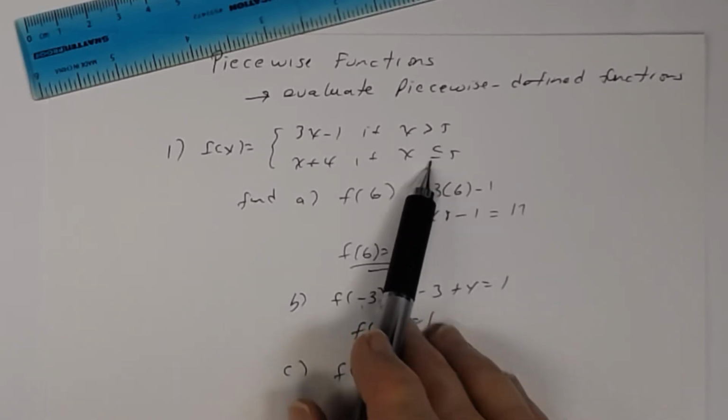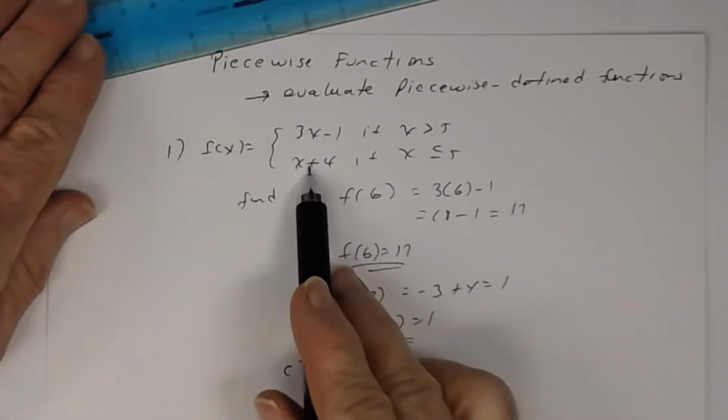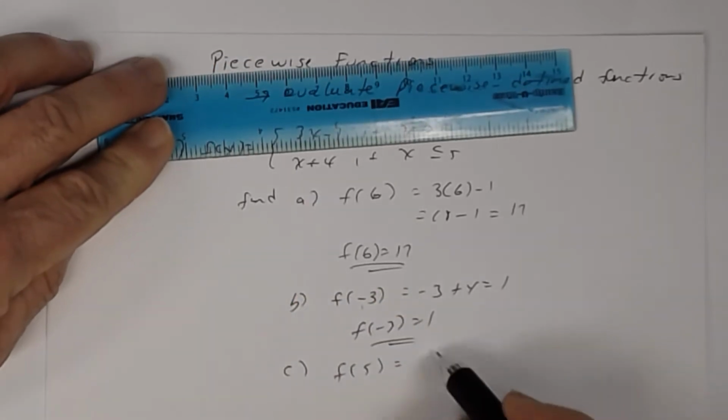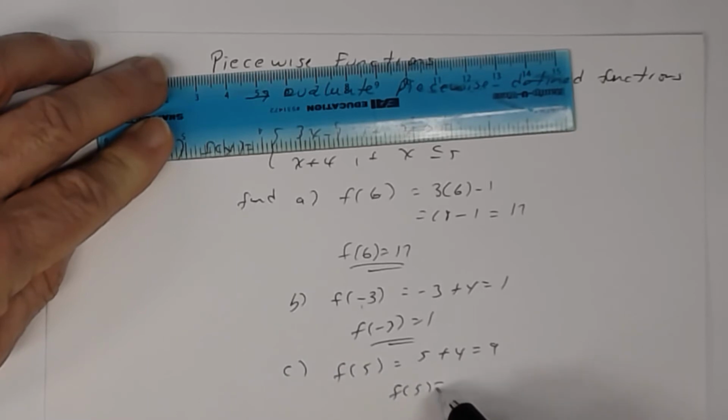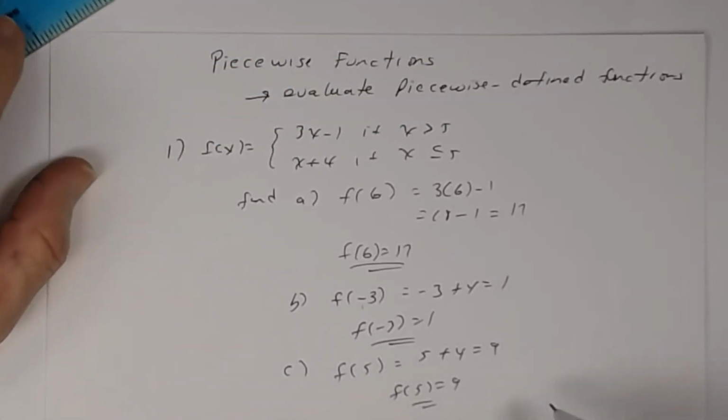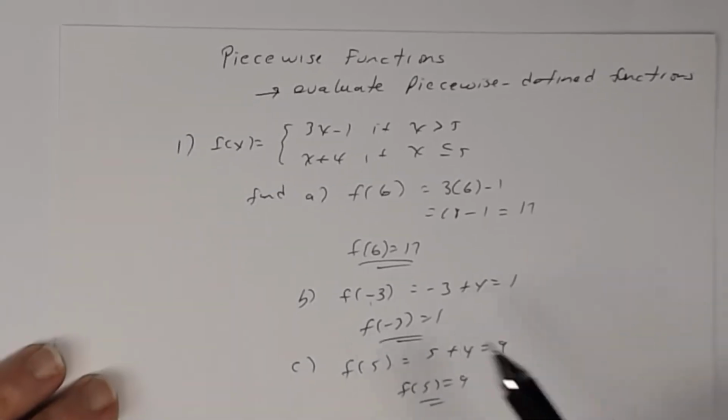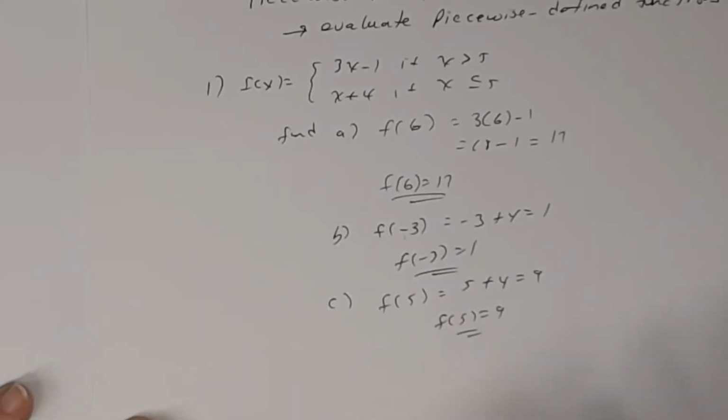You got to use the one with the equal sign. So then I'm going to use this function here instead. So that becomes 5 plus 4, which is 9. So f of 5 is equal to 9. Okay? All right, so that's number 1. And you could do a bunch more problems like that, but that is number 1.